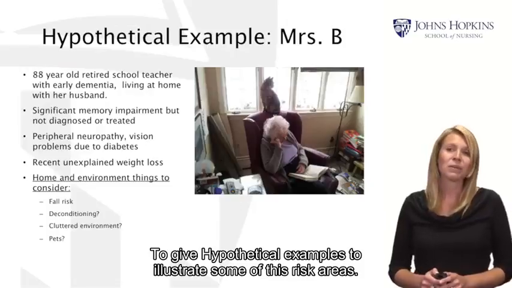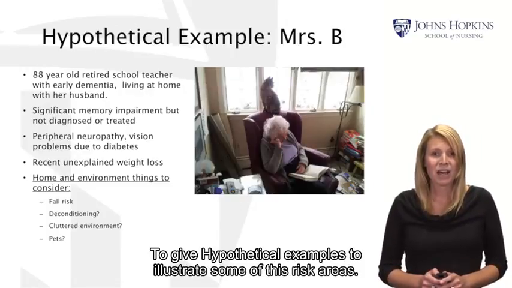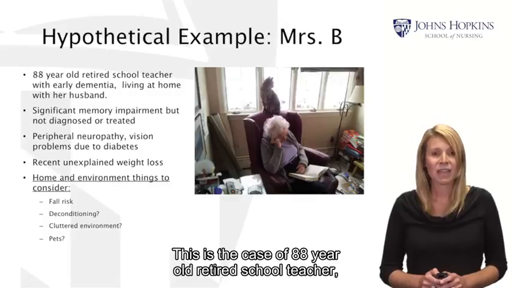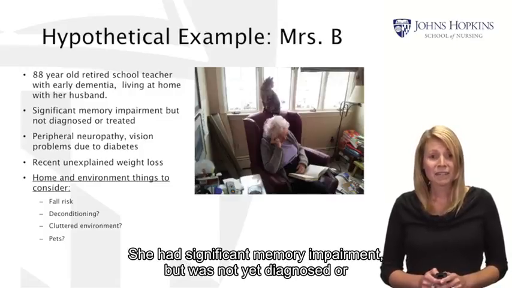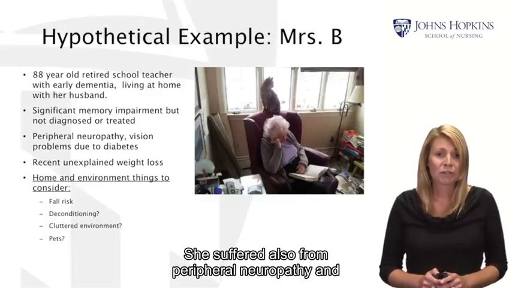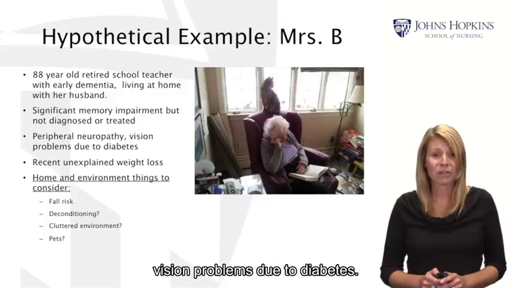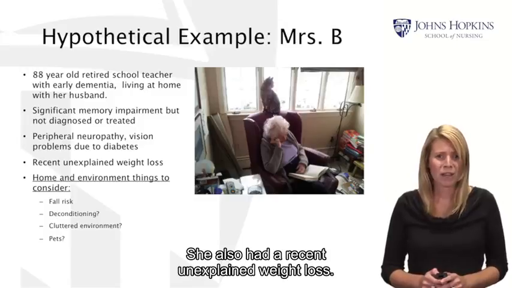To give hypothetical examples to illustrate some of these risk areas, this is the case of an 88-year-old retired school teacher with early dementia living at home with her husband. She had significant memory impairment but was not yet diagnosed or treated for the dementia. She suffered also from peripheral neuropathy and vision problems due to diabetes. She also had a recent unexplained weight loss.